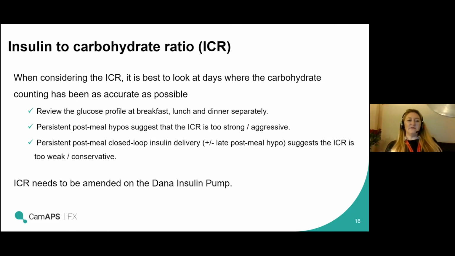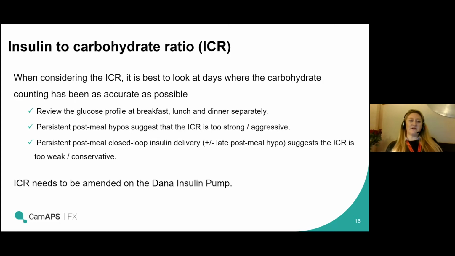So you'd want to review those glucose profiles at breakfast, lunch and dinner separately and check that they're different, that if there's issues around particular times of the day. And you want to look and see if there's anything going on around persistent post-meal hypos, where potentially if the carb ratio is too strong or aggressive, the glucose drops quite quickly. Or actually conversely, if the carb ratio isn't aggressive enough and the glucose spikes quite high, then closed loop has to really ramp up after that bolus to deliver lots of extra insulin to keep on top of that, and then you can get a drop that happens later on.